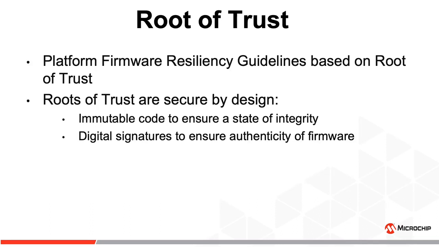Essential to those three tenets, they are based upon root of trust. And roots of trust are secure by design. They typically require some type of an immutable code to ensure the state of integrity, and they require some type of a digital signature to ensure the authenticity of the firmware. So remember, we talked about you protect through and detect through here, so we need to make sure that we're constantly in a state of integrity and that we can ensure the authenticity.